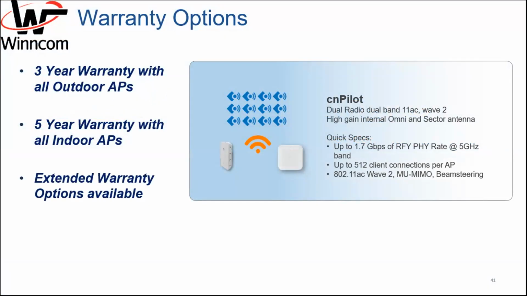Okay, let's start with the warranty options for the cnPilot series. All outdoor access points come with a 3-year warranty, and the indoor access points come with a 5-year warranty standard. And you can even extend this warranty period. There are extended warranty options available up to 4 more years for each device.